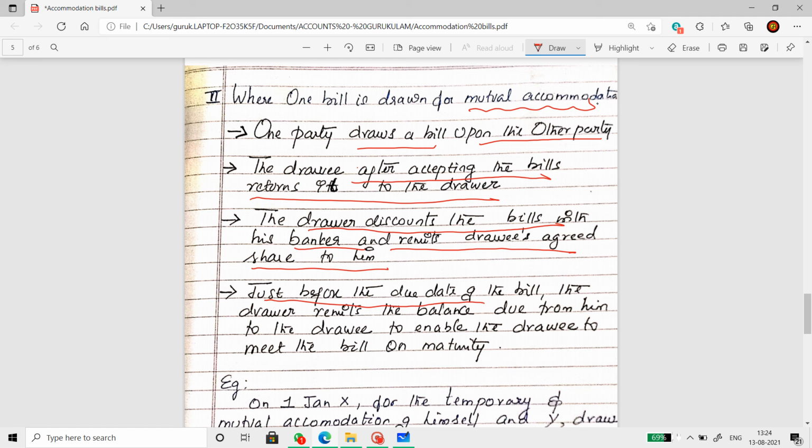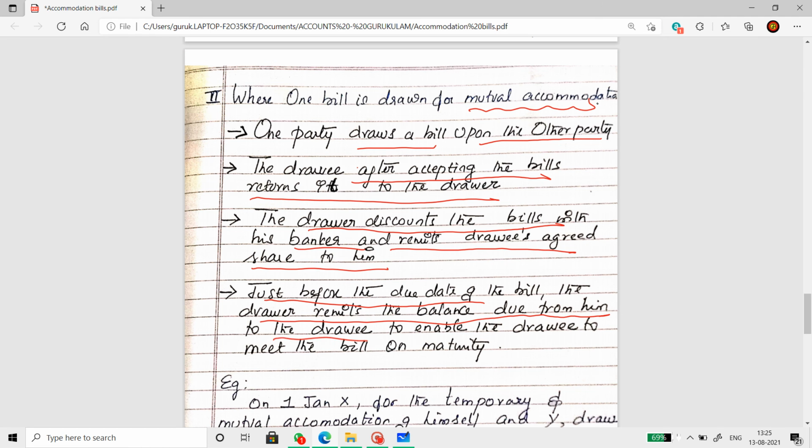Just before the due date, the drawer remits the balance due from him to the drawee to enable the drawee to meet the bill. So if the net amount after discount is 20,000, they share 10,000 each. On the date of or just before the date of maturity, the drawer will send 10,000 to the drawee so that the drawee can meet the bill on the date of maturity. The remaining 10,000 the drawee has to put in. Okay. Now let's do the sum based on this case.